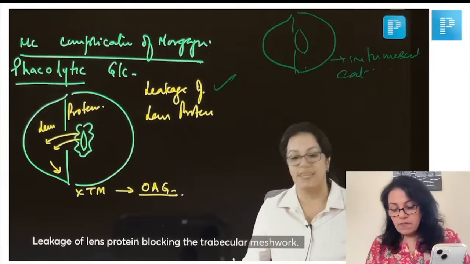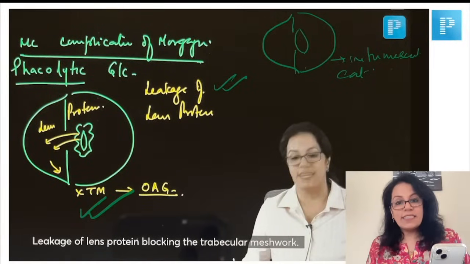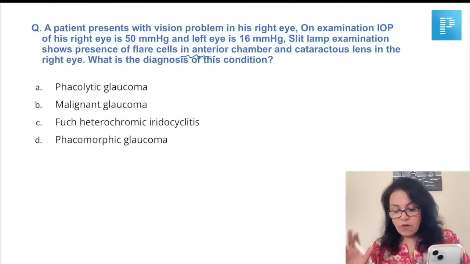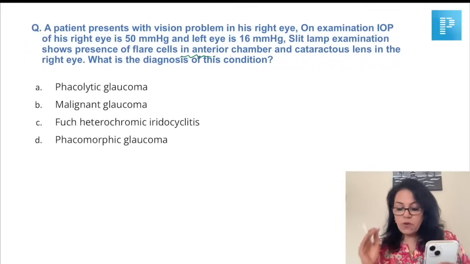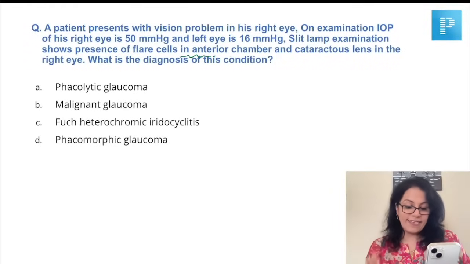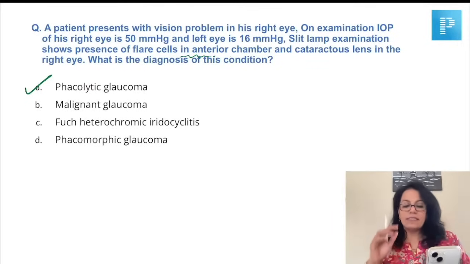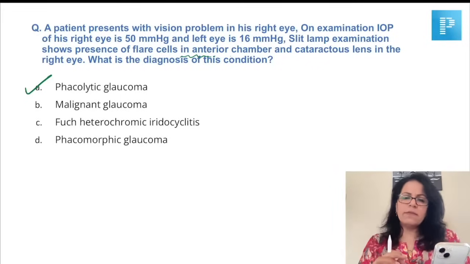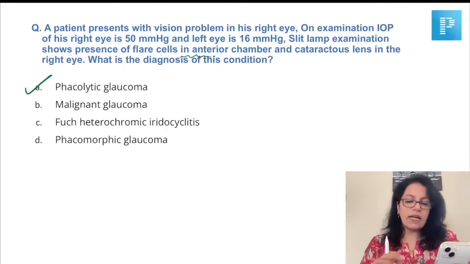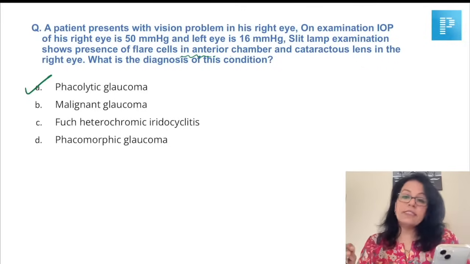Phacolytic was leakage of lens protein which was blocking the trabecular meshwork, isn't it? So the leakage of lens protein was due to Morgagnian cataract. We know this. So if you look at the whole presentation, it will go more towards phacolytic. Okay, it should be phacolytic. And let me tell you, Azam and others who are answering D, yes, it can be a little confusing. Why not D?